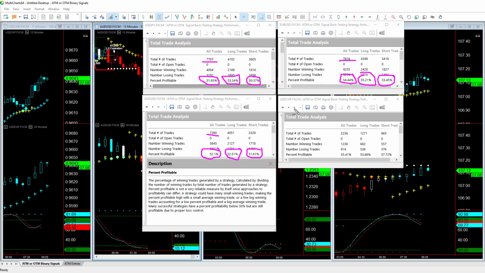54.44%. Then if you go down to the USD Swiss franc, it does not have as many trades because it only runs from 8 o'clock in the morning until 2 o'clock in the afternoon. And you can see on the short trades you have 57%, the long trades 53%, and overall a 55% winning ratio. Now, can you make money using these percentages? And this is where I actually use an Excel spreadsheet to answer that question.